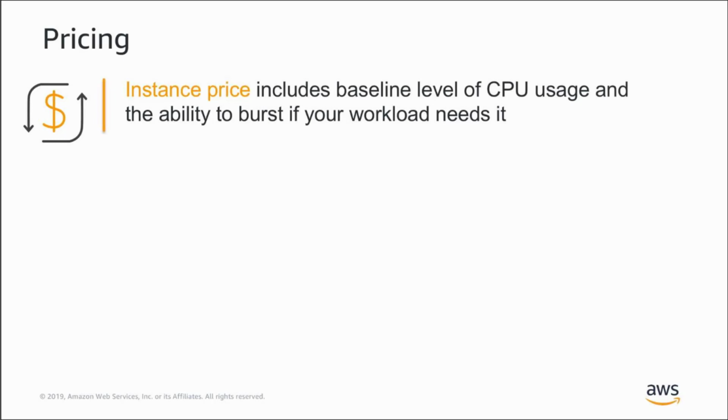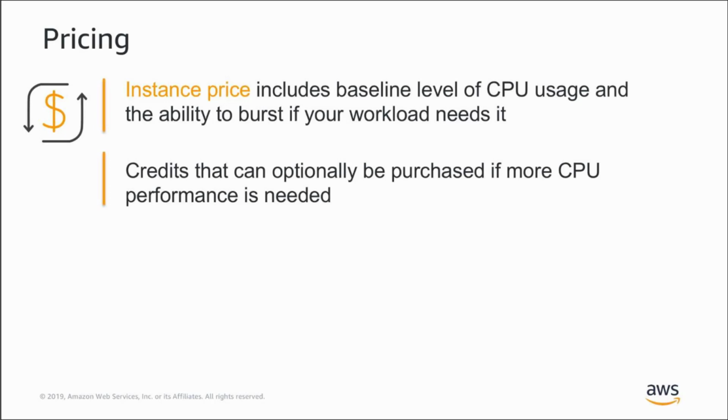So the base instance price includes a baseline level of CPU usage and the ability to burst if your workload needs it. So the credits, which we're going to talk about, can optionally be purchased if more CPU performance is needed. And that's not something you have to go purchase. It's something you would opt into with the unlimited mode.